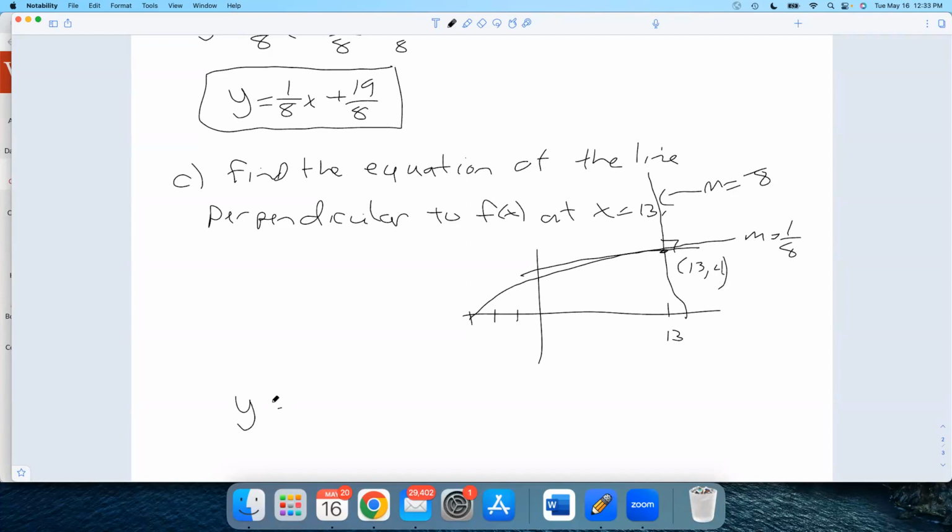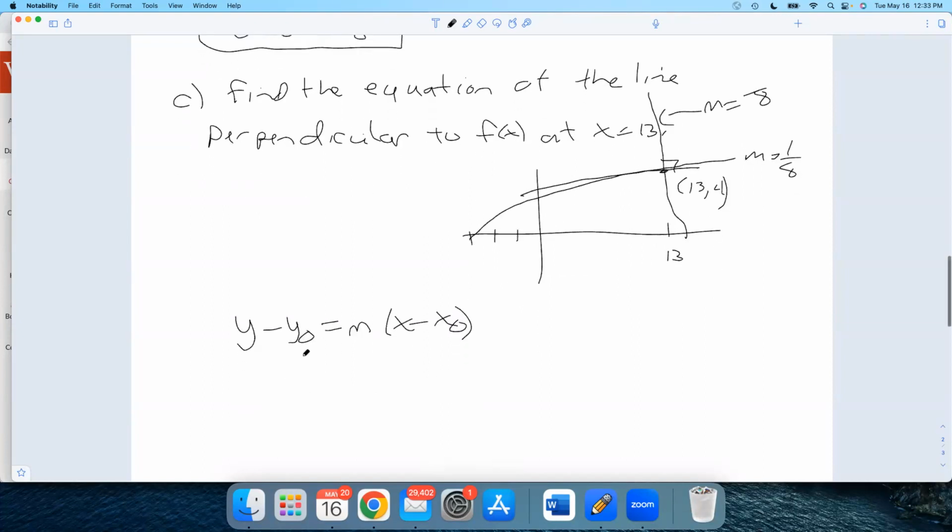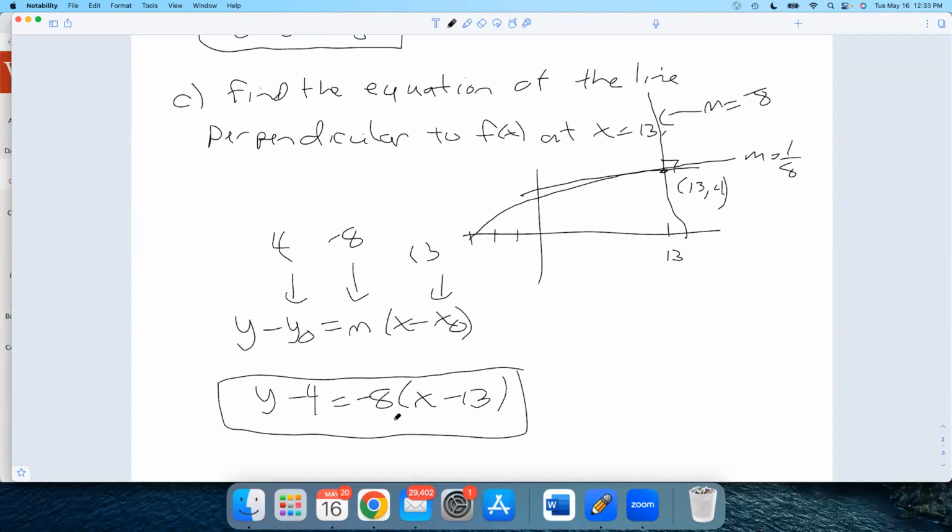So in point slope form, I just plug in the 3 pieces of information I know. I know that's 4. I know that's -8 and 13. So y minus 4 equals -8 times (x minus 13). Now I could go ahead if I wanted to and write that in slope intercept form, but honestly, for most of the semester, I'm going to be happy with point slope form. And that's a good place to stop.